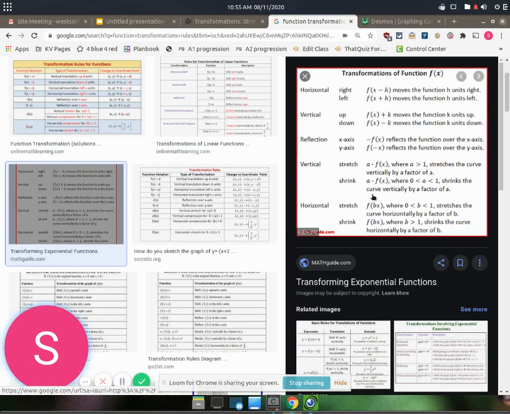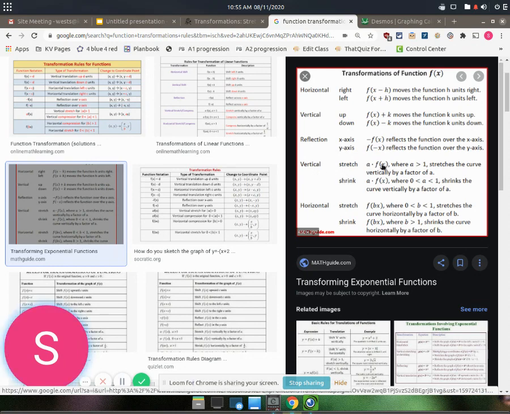All right, so in this video, we're going to look at vertical and horizontal stretches or compressions. This little diagram here calls them shrinks. But you can either stretch a function or you can compress it or shrink it.